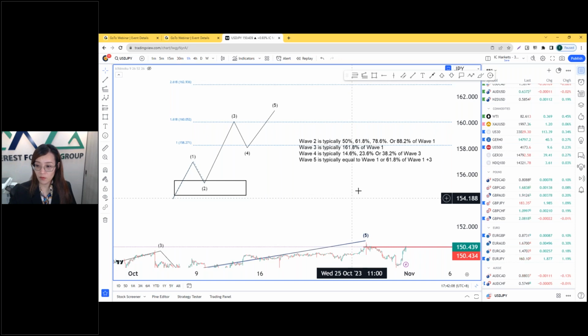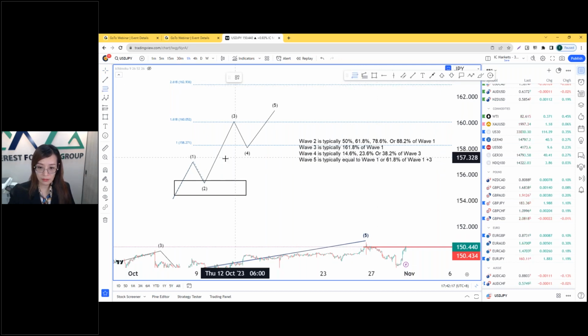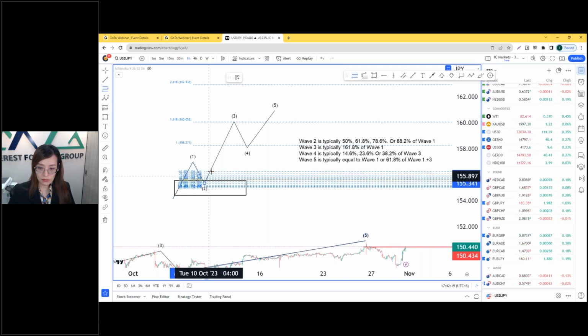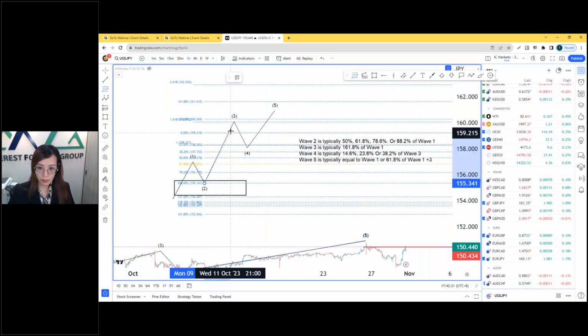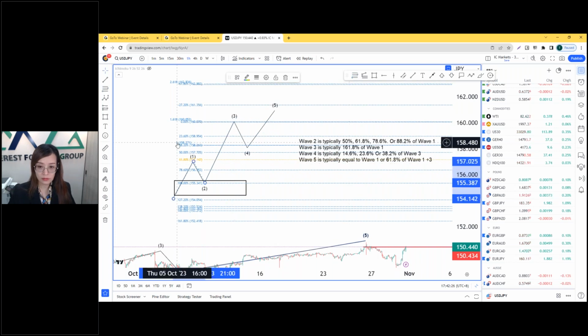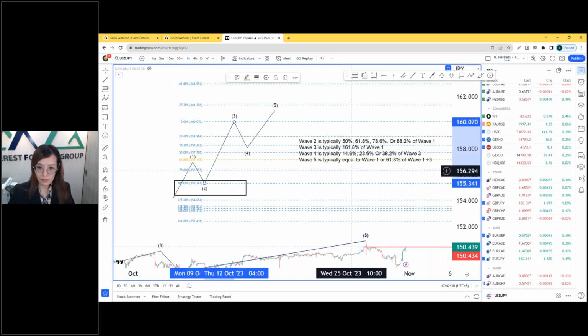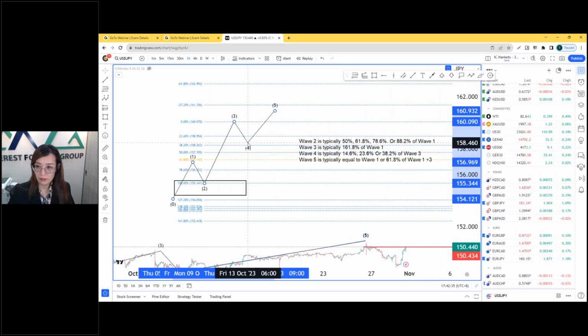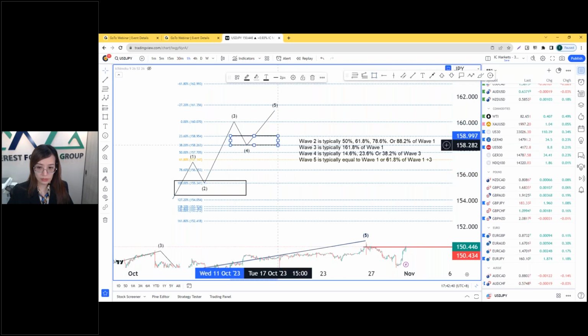And what about wave 4? It retraces 14.6 to 38.2% of wave 3. So basically you draw retracement from the number 2 starting point, and the ending point is wave 3. Let me move this one so you don't get confused. 23 to 38 should be somewhere here, just like in this box for wave 3.